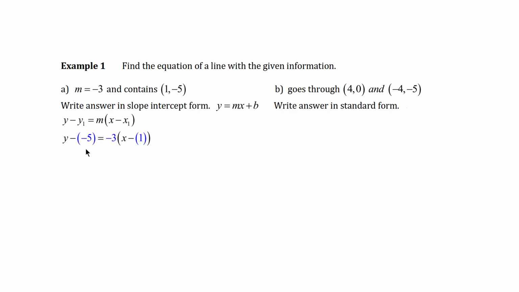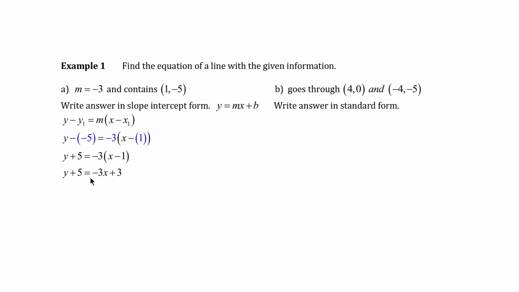Simplifying the left-hand side, we have y minus -5. This becomes y plus 5. On the right-hand side, I just rewrote my equation as -3 parentheses x minus 1 close parentheses. Next, we distribute the -3 inside the parentheses to the x and the -1. We get -3x plus 3. On the left-hand side, we just bring down the y plus 5. So we get y plus 5 equals -3x plus 3.